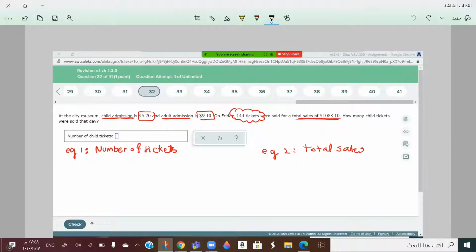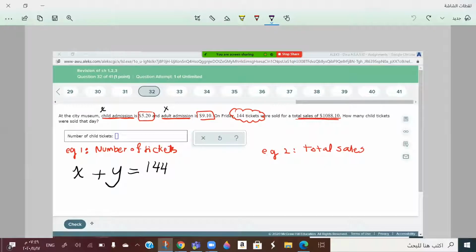So let's have the number of child tickets be X and the number of adult tickets be Y. That means if I add the number of child tickets to the number of adult tickets, I will have a total of 144. Now let's go to the sales. He gave you the price per one ticket. So let's focus on the total sales now.